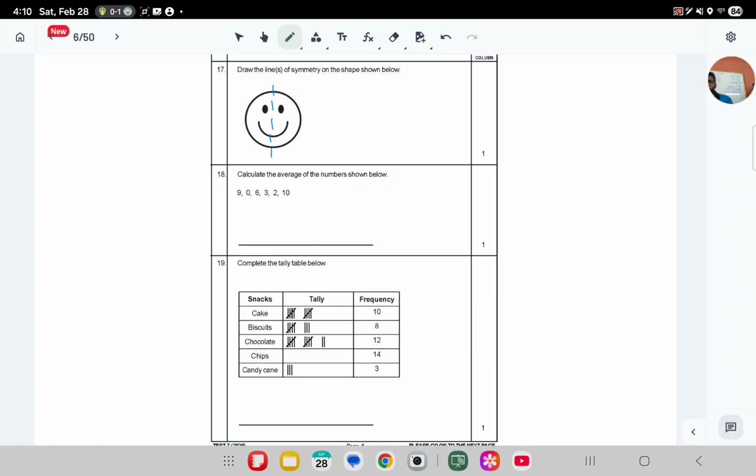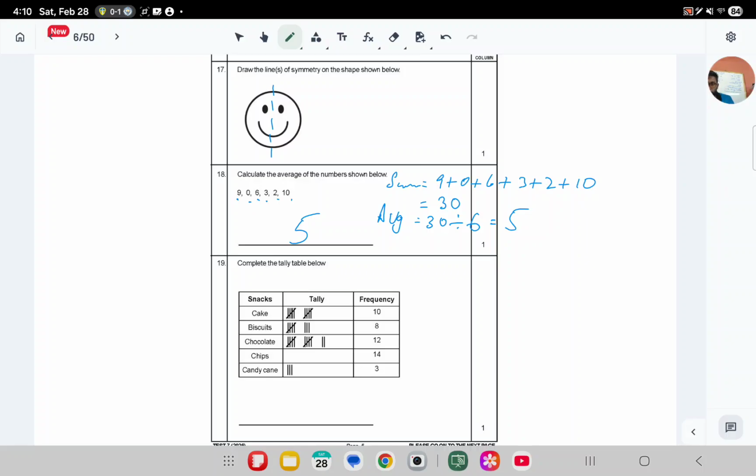Calculate the average of the numbers shown. So to calculate the average, first we need to calculate the sum. To calculate the sum, we add up all the numbers. Alright, so when you add up these numbers here, you get a total of 30. And to calculate the average, it is the sum divided by the number of numbers. So we have 1, 2, 3, 4, 5, 6 numbers. So the average is 5.